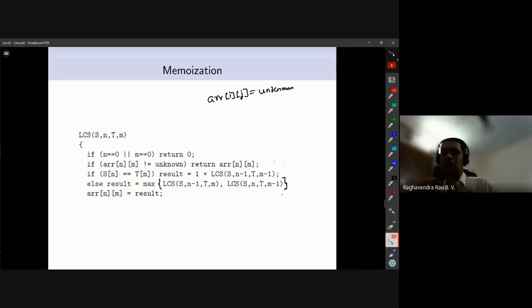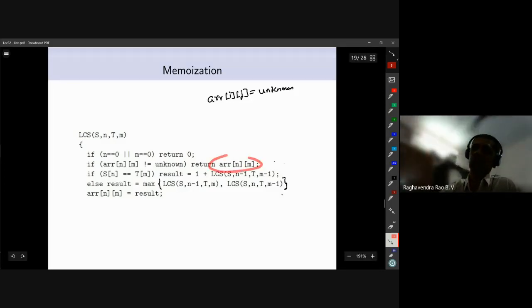So what you can do is, if your recursive algorithm runs for exponential time, you can have a matrix, two-dimensional or three-dimensional depending on the parameters, or a single dimension array, which stores the values. Once a value is available, it stores the value.